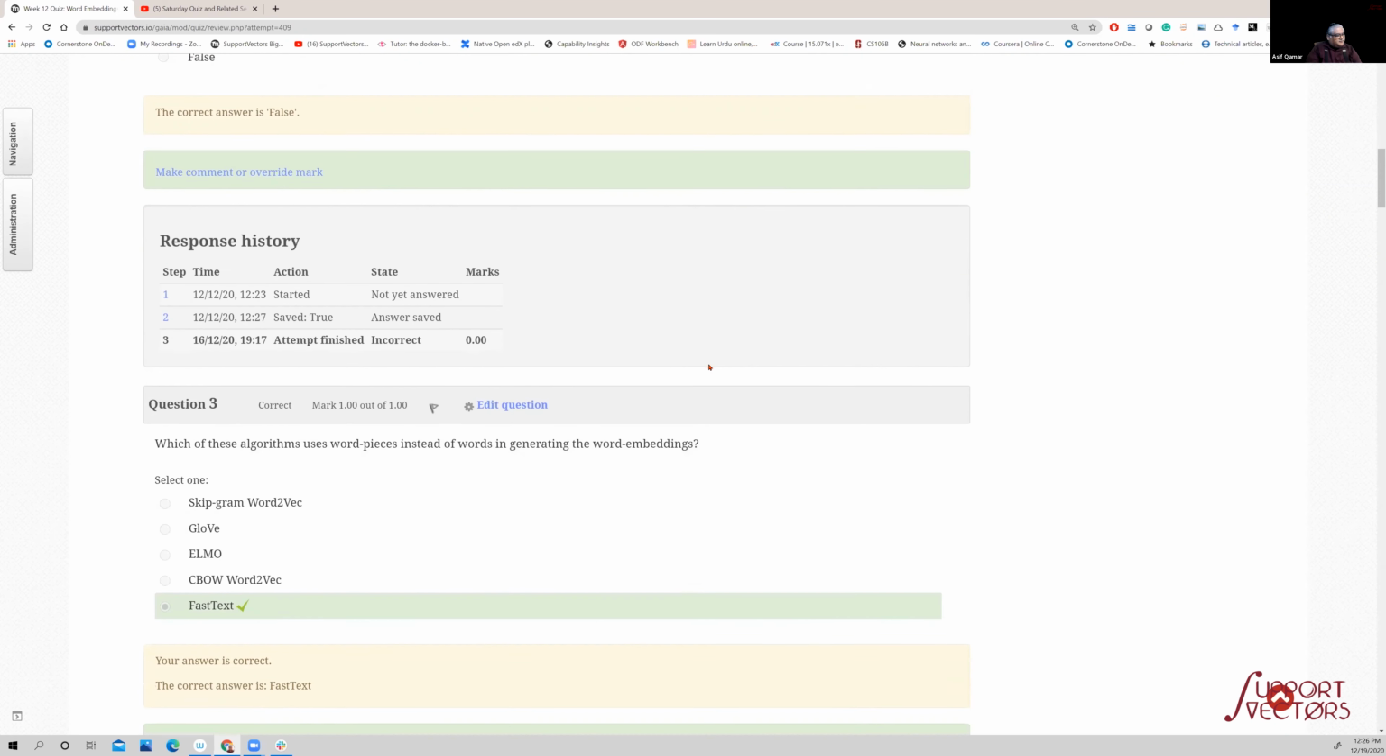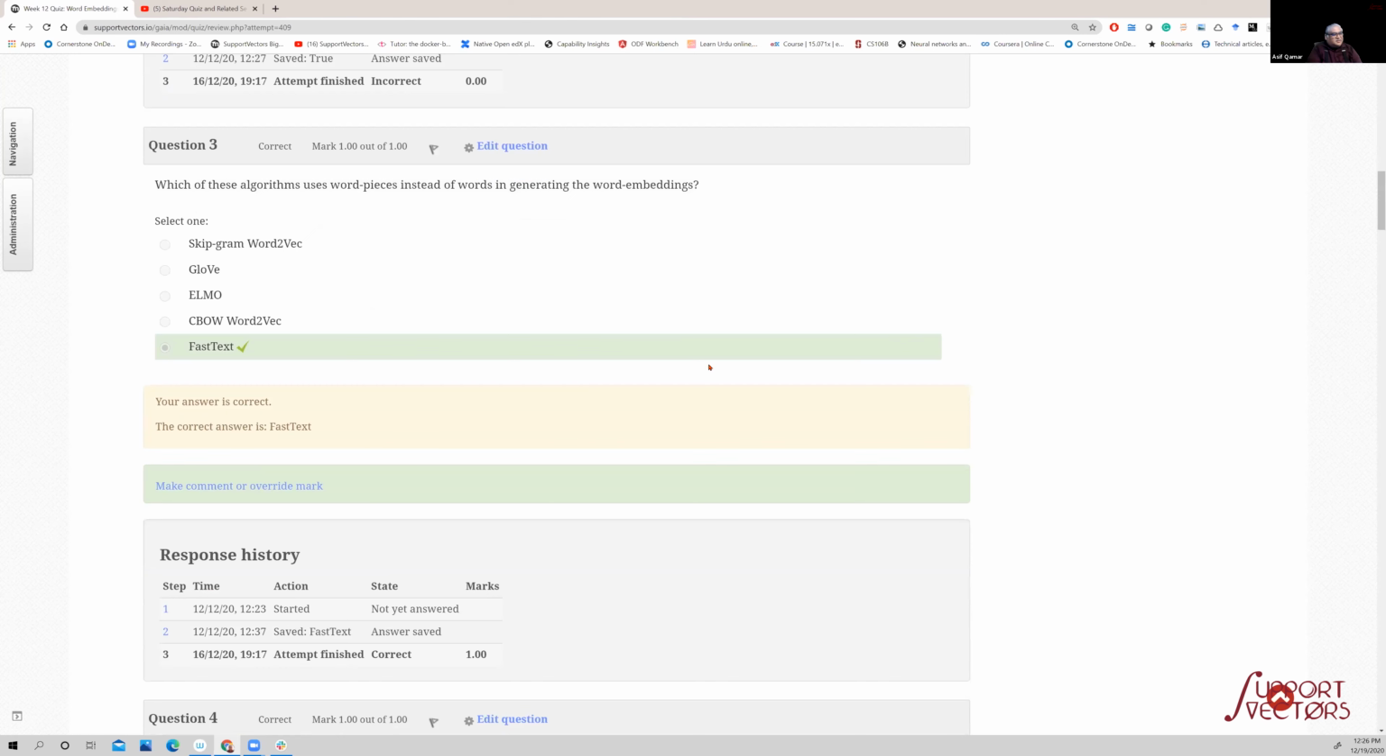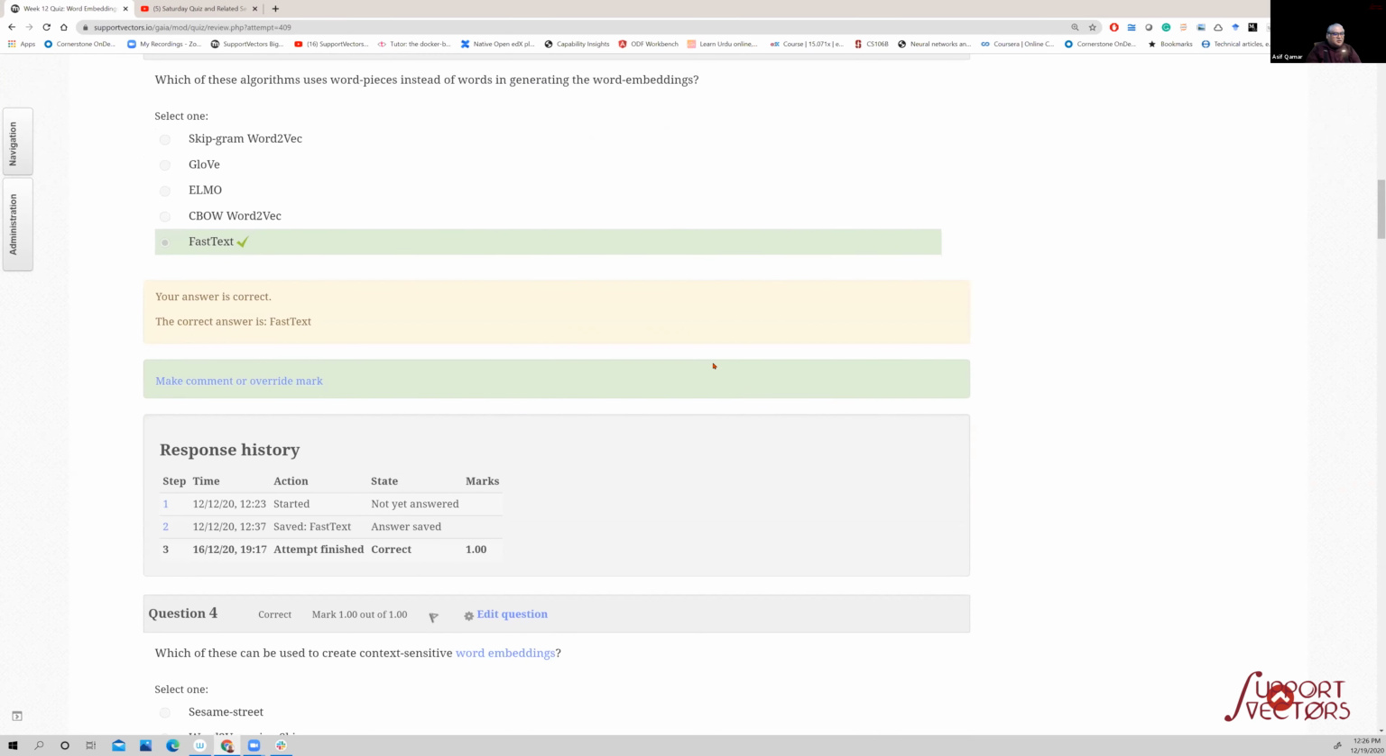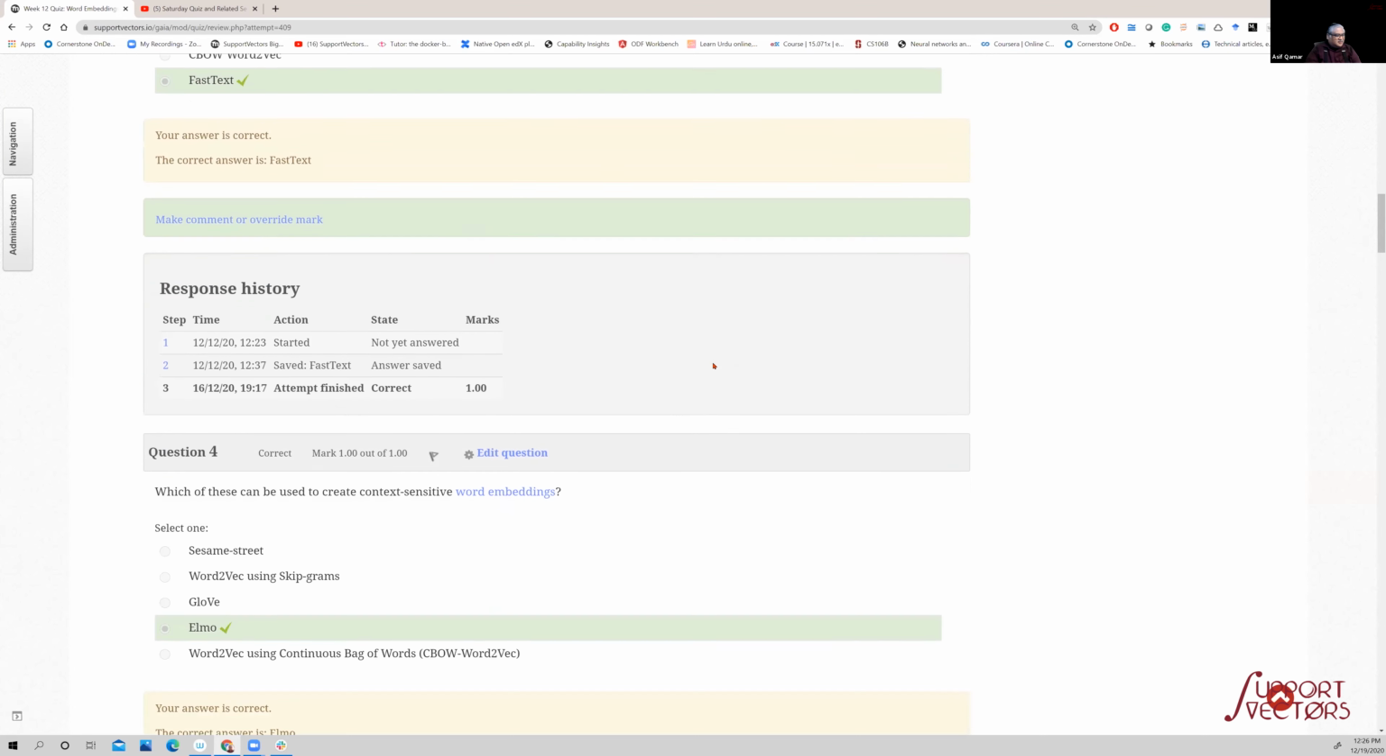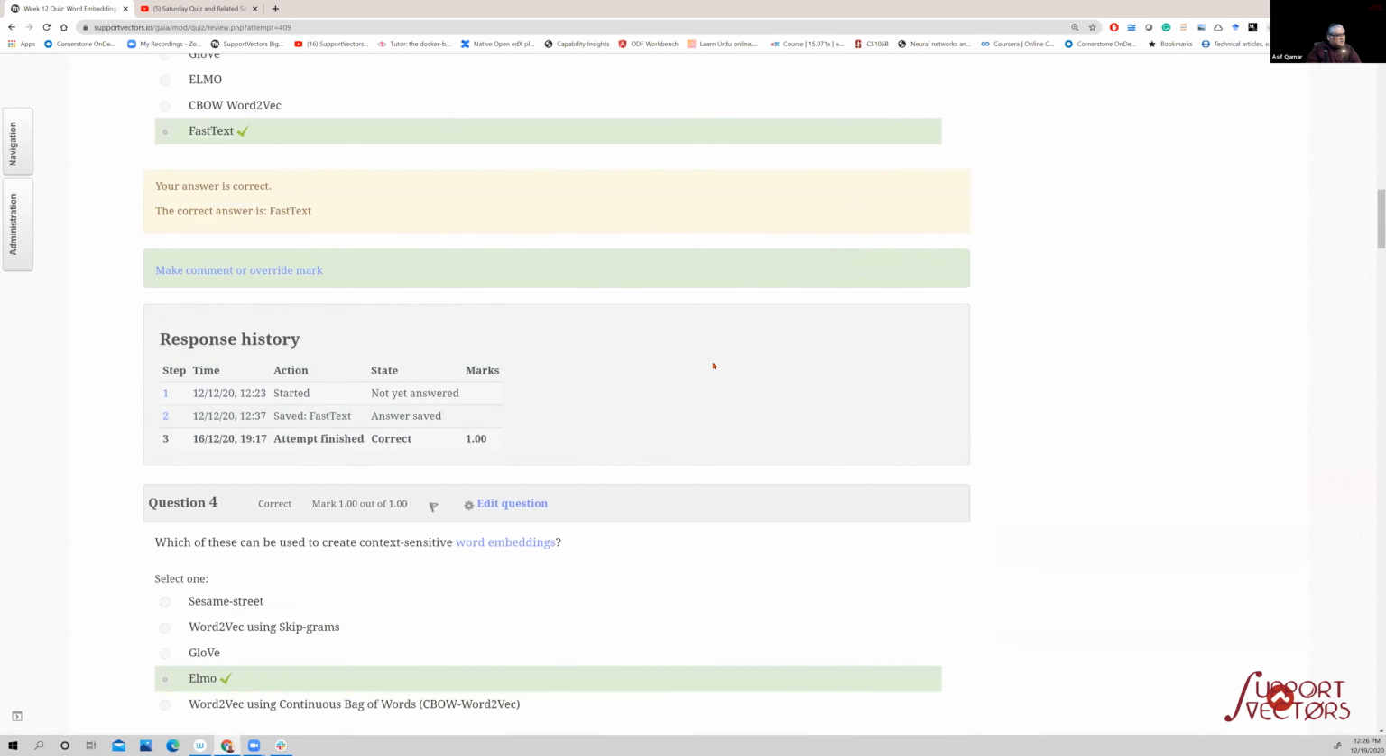Moving forward, which of these algorithms uses word pieces instead of words in generating the word embeddings? So this is a matter of knowing. Remember, this is just going back to the lecture notes and seeing what I said. FastText, the way it differs from word2vec is it's nothing but word2vec, except that you don't use words, you use word pieces. That is its distinguishing feature. From a broad essential perspective, that is a big area. Next question, did I already cover three?